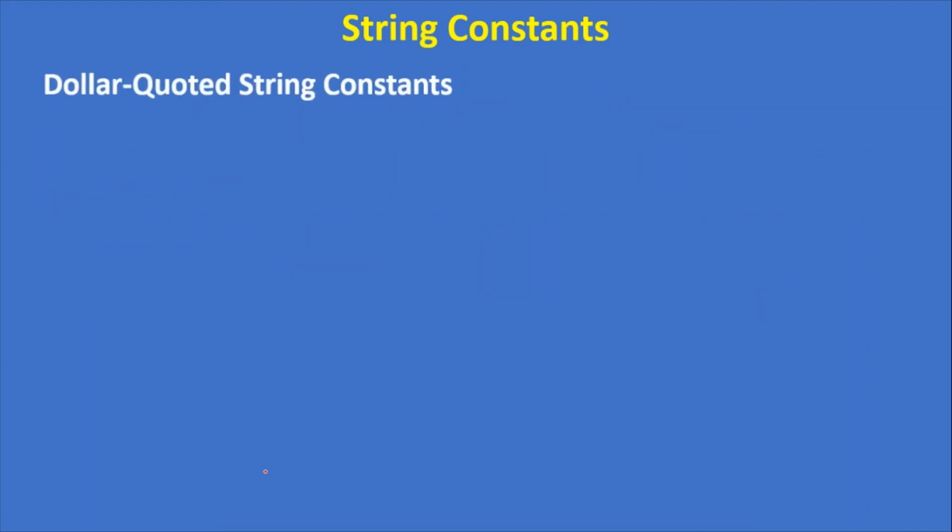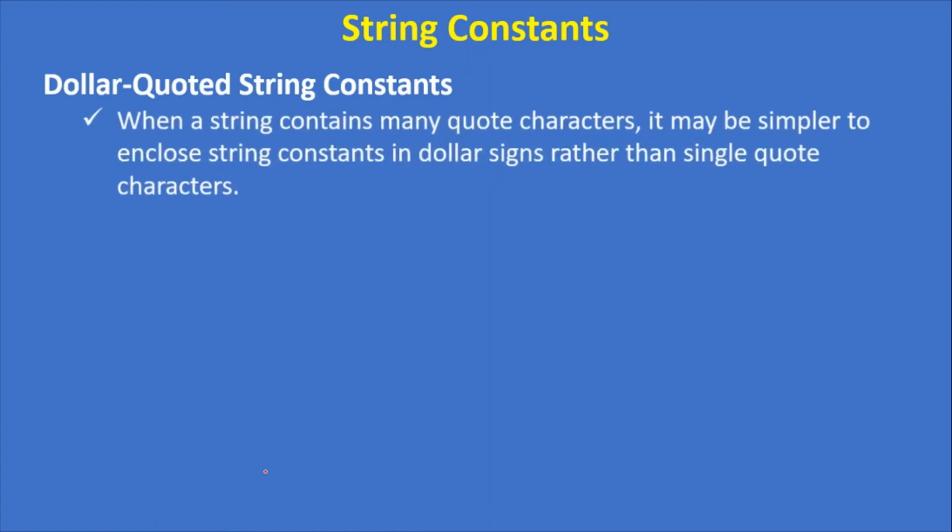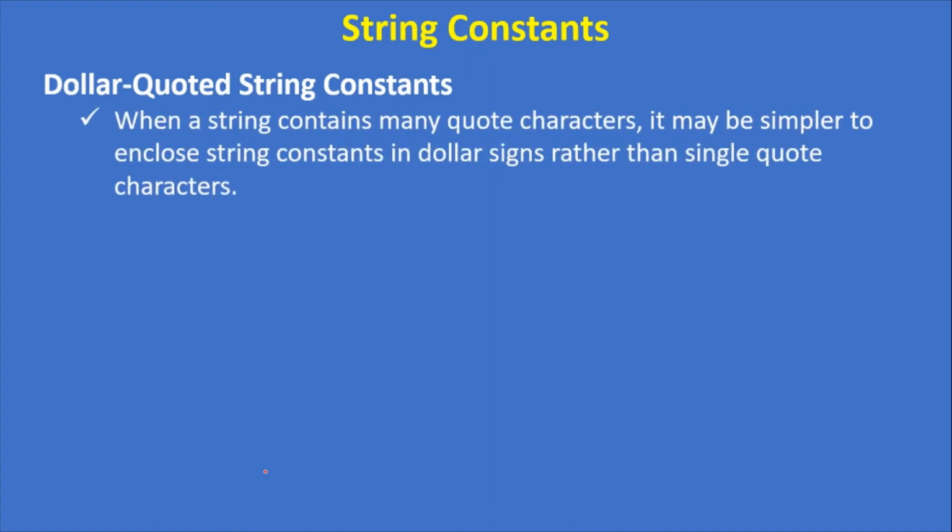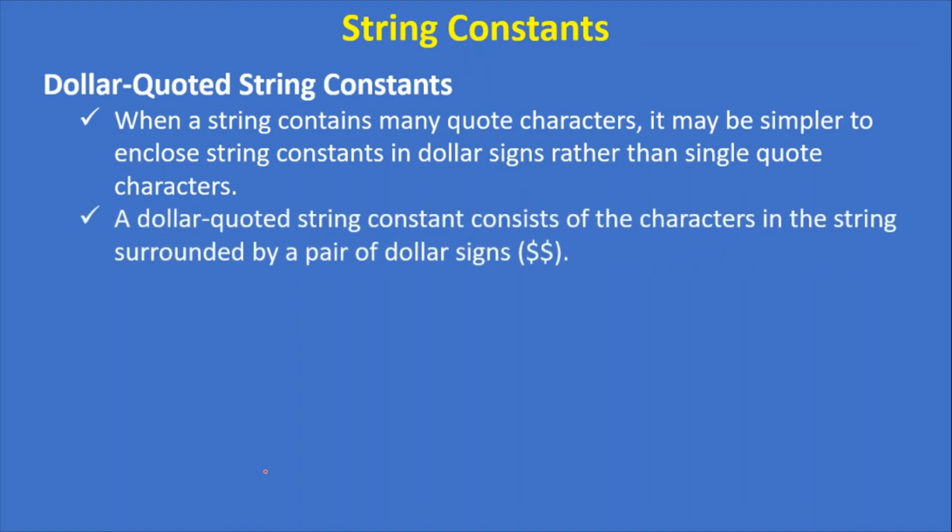Now we're talking about dollar quoted string constants. When a string contains many quote characters, it may be simpler to enclose the string constant in dollar signs rather than using single quote characters with escaping. Instead of escaping, we can go for the dollar symbol. A dollar quoted string constant consists of the characters in the string surrounded by a pair of dollar signs. That means at the beginning and end, we have to specify the dollar.